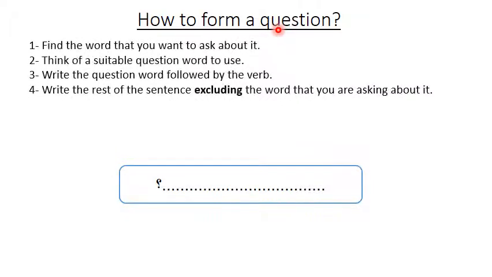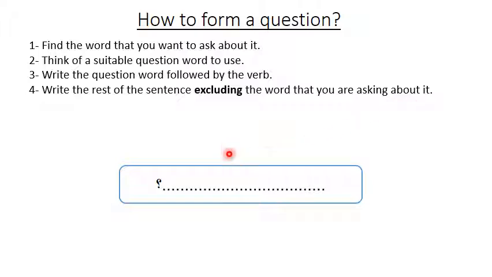There are 4 basic steps that you need to do to form a question. You find the word that you want to ask about. You think of a suitable question word to use to ask about that thing. Number 3, you write the question word that you are going to use and it should be followed by the verb. And then you write the rest of the sentence without writing the word that you are asking about.